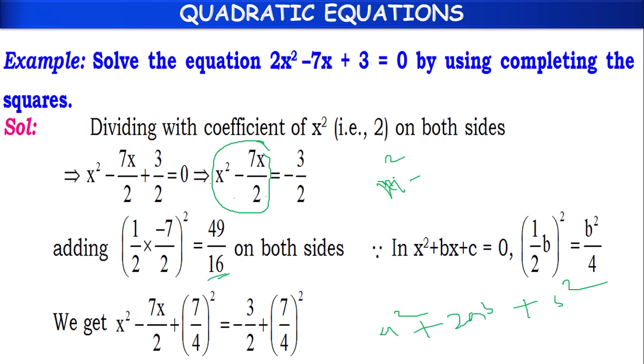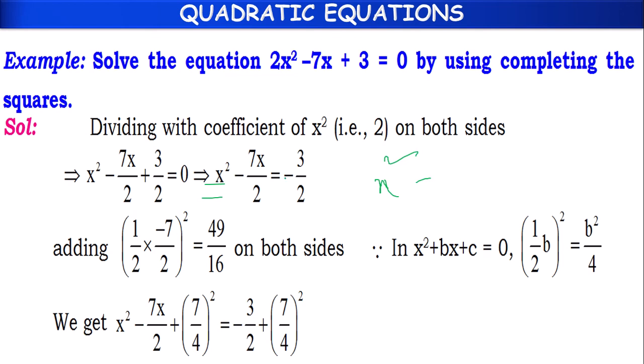So here, suppose this is a square. Here we have minus 7x by 2. We have to write it in terms of 2ab, but for cancellation of this 2, there is no 2 here. 7x by 2 is there.